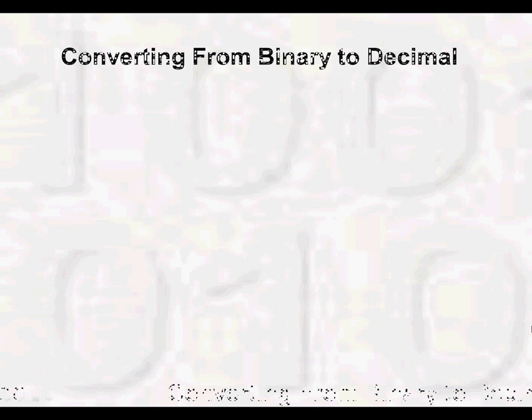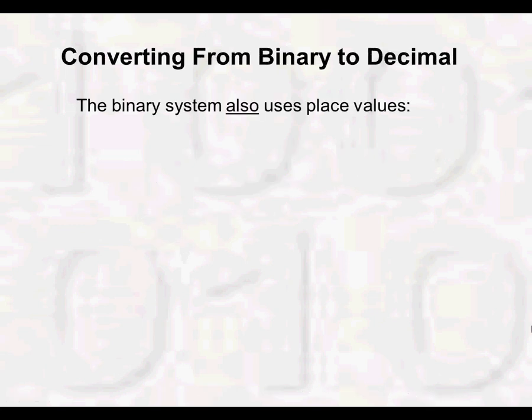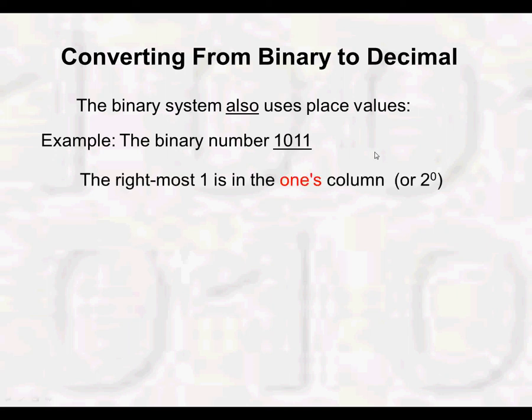So we do the same thing when we're working in the binary system. We also have place values. But again, remember, we can't work with the numbers of 10. We have to work with the numbers of 2. So let's look at the binary number 1011. What is this number going to equal in a decimal number? What is that the equivalent of?